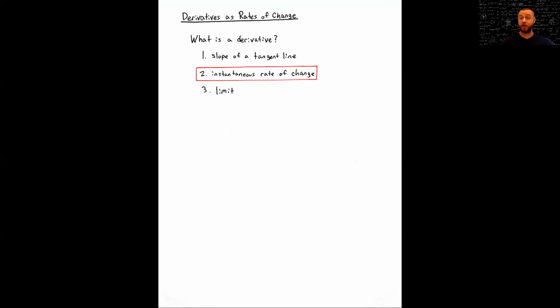Now, for this lecture, we're going to build off this second idea, which we did see earlier thinking about position and velocity, velocity being the instantaneous rate of change of something. And we're going to go deeper with that now that we have access to differentiation rules and easier ways to calculate derivatives.